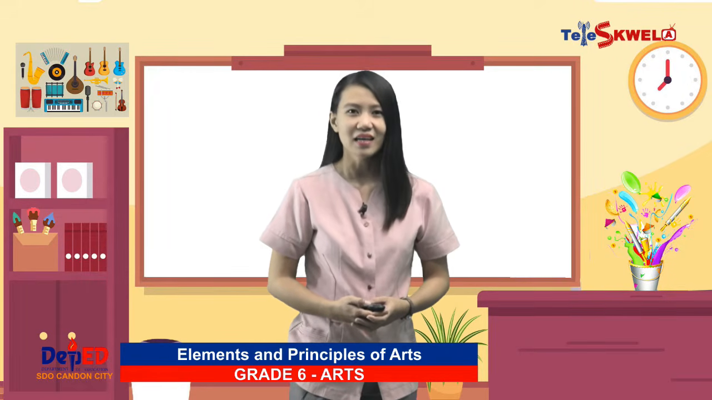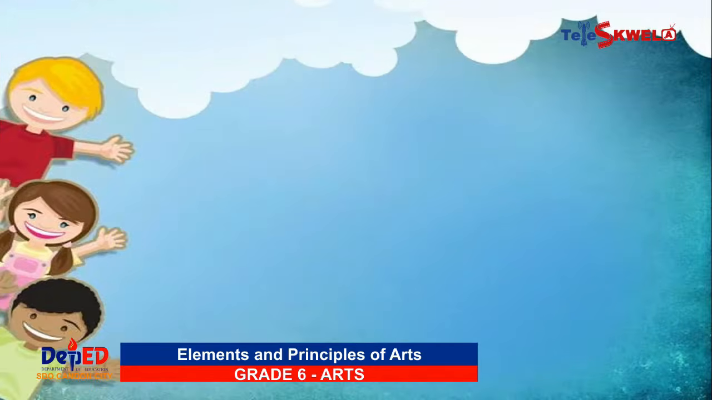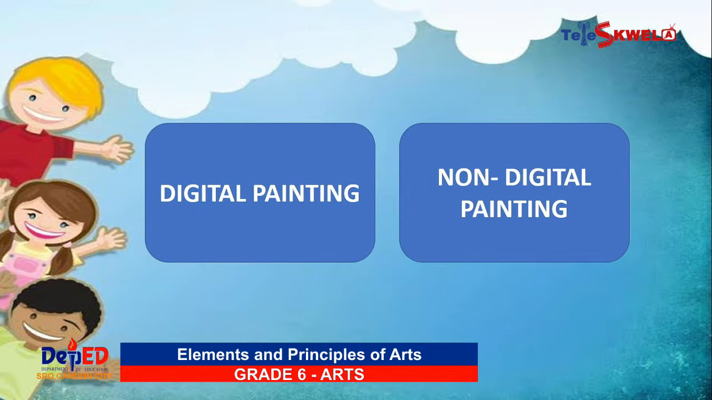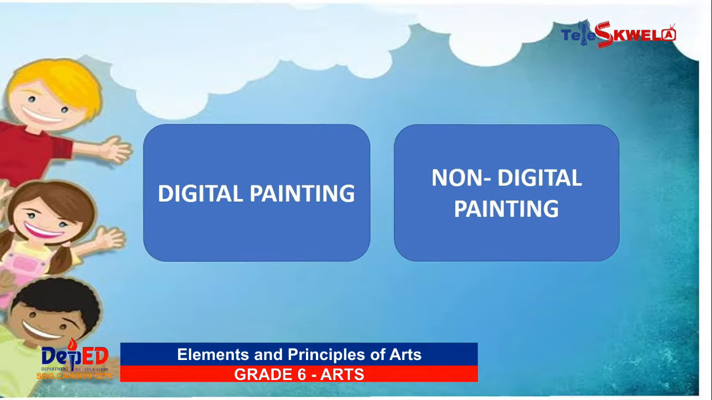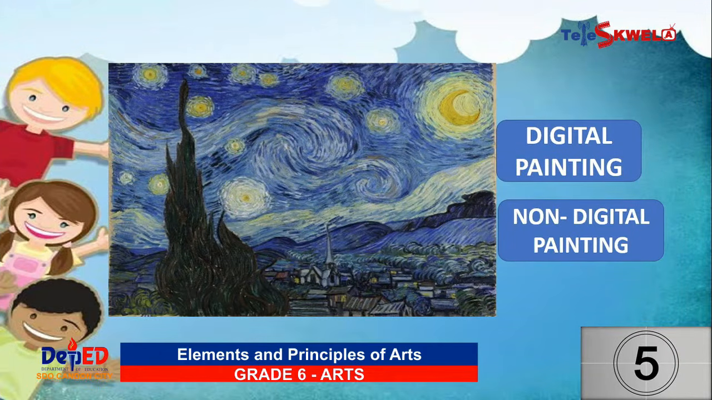And this time, let's have an exercise. Examine the pictures and then write digital painting if it is painted digitally, and if it is not, write non-digital painting. You will be given 5 seconds to write your answer on your paper. First one. And timer starts now.